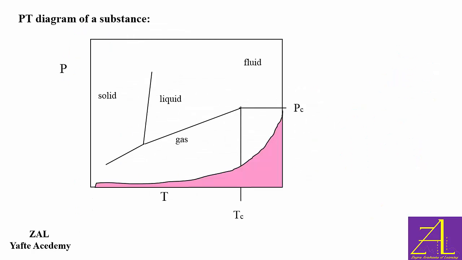Recall the PT diagram that we have seen before, and we said that the pink region is where gases behave ideally. This area here is when P is very low, as you see, and therefore in this region Z will approach 1 and we have ideal behavior.